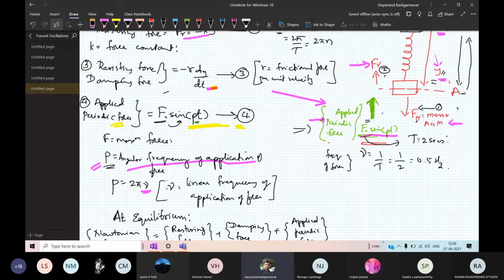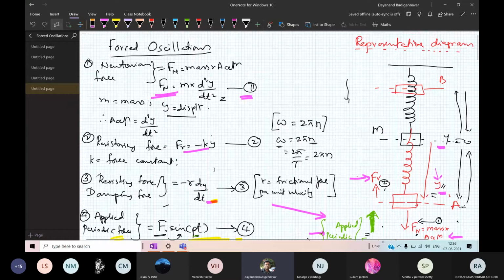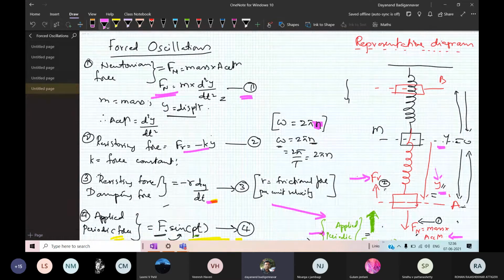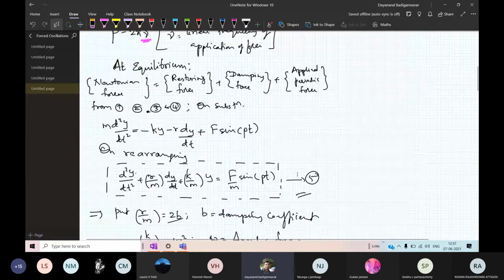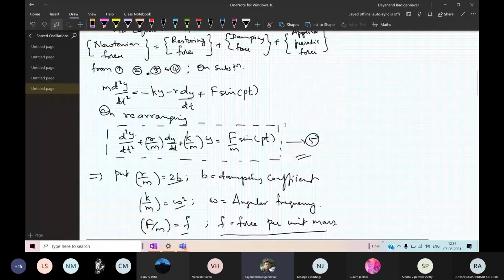Natural frequency I have written here. Natural frequency of the oscillation is N. The applied frequency is mu. So at equilibrium, Newton's force is equal to restoring force plus damping force plus applied force. From equations 1, 2, 3, 4, if you rearrange, you get the value for equation 5.